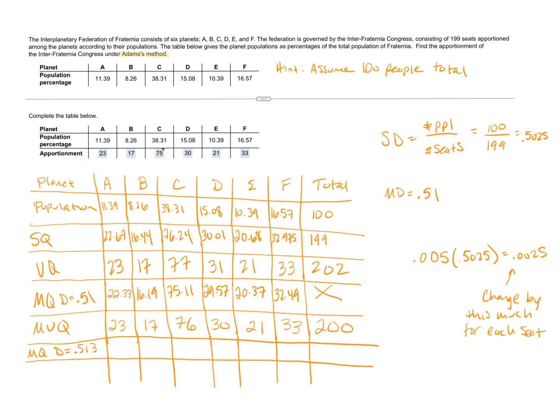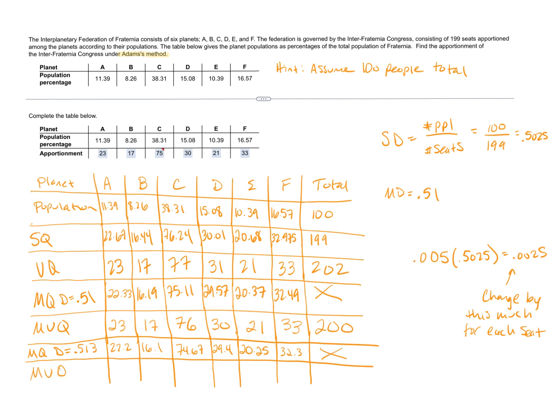11.39 divided by 0.513 is 22.2. 8.26 divided by 0.513 is 16.1. 38.31 divided by 0.513 is 74.67. Then 15.08, 29.57, 39, 20.25, and 32.3. Okay, I don't need that total.